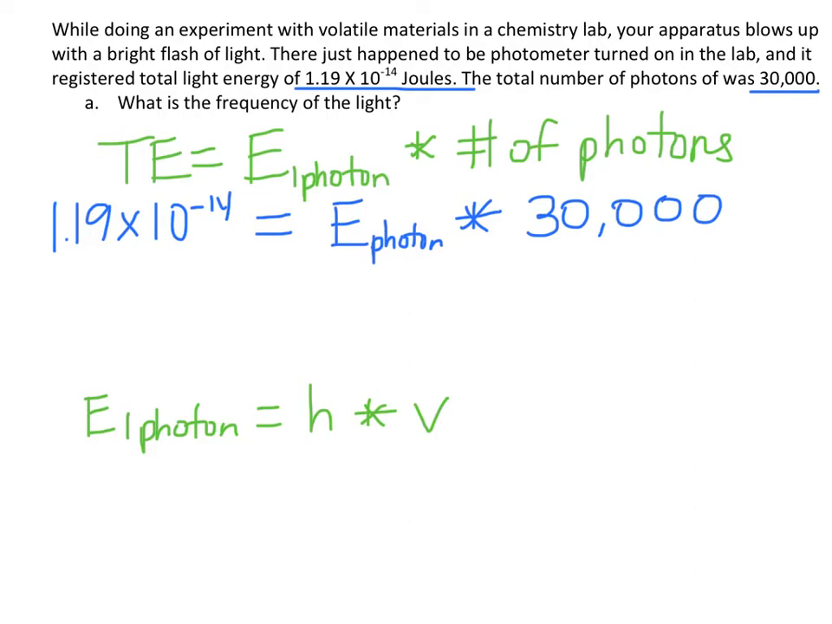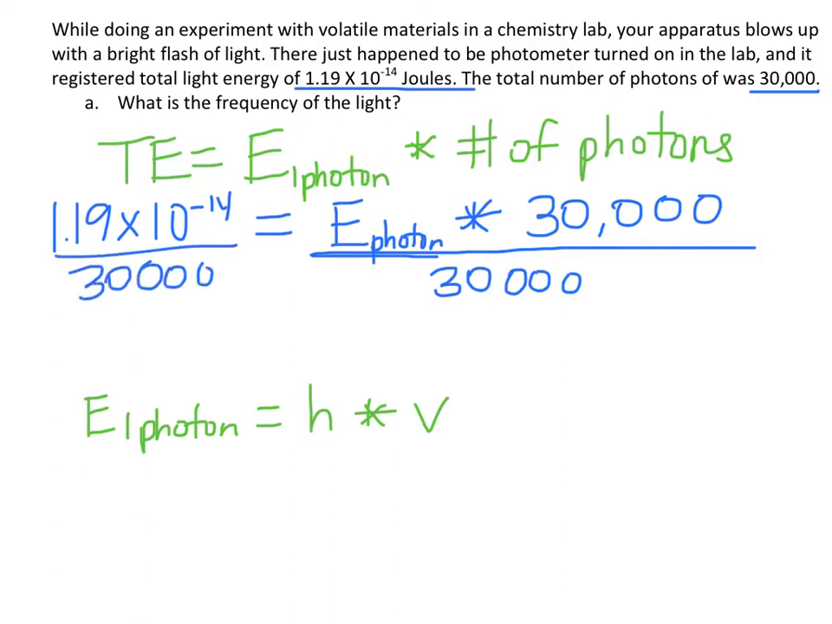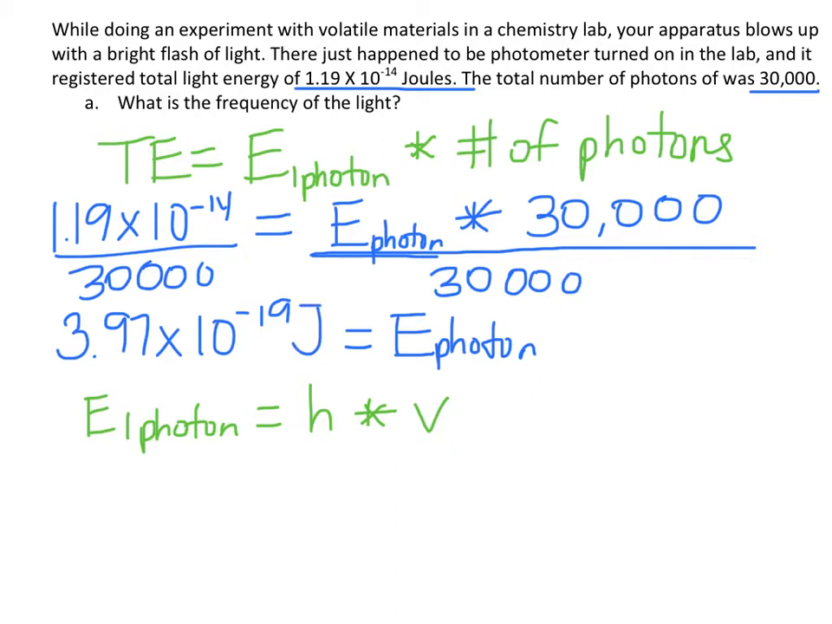If you notice, in order to get the energy of one photon, we need to get this by itself. So we're going to divide by 30,000 on both sides and plug that into our calculators to get our answer. So the energy of the one photon would equal 3.97 times 10 to the negative 19. And this is energy, so it needs to be in joules. So we just use that one formula by plugging in the numbers from the problem.